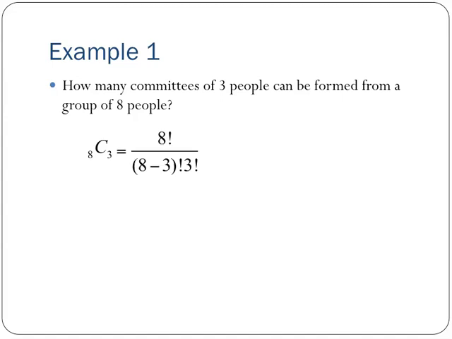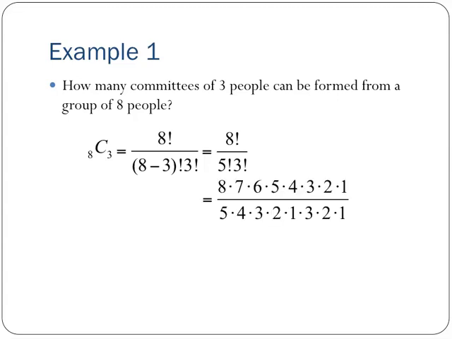So that's 8 factorial over 8 minus 3 factorial, 3 factorial. So this is 8 factorial, and then on the bottom we have 5 factorial, 3 factorial. Now remember what factorial means. This 5 factorial and 3 factorial cannot be added together. You're multiplying them. So I would write this all out.